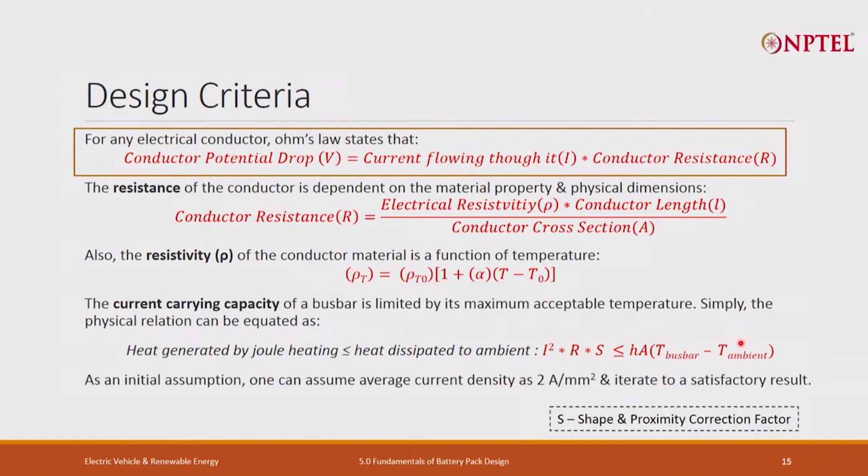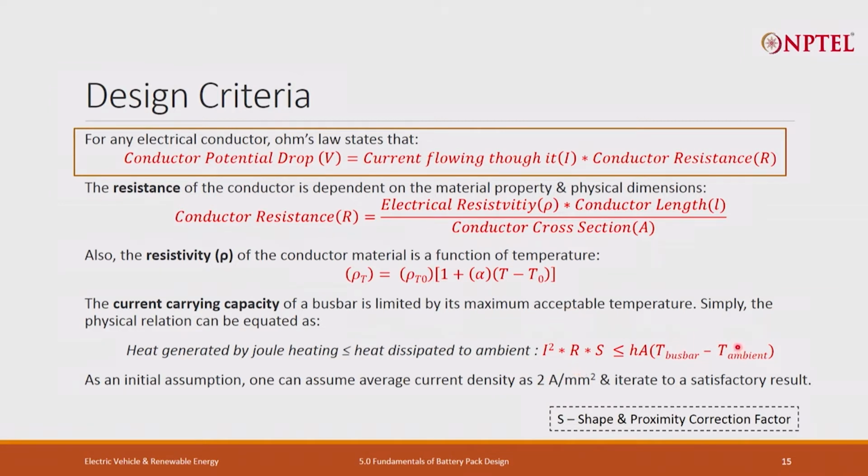Now, this has to be solved iteratively, because your resistance is a function of resistivity, and the resistivity is a function of temperature. So, temperature keeps on changing, resistivity keeps on changing, so it has to be solved iteratively. As an initial case, one can consider 2 ampere per mm square as a current density. Solve it iteratively, you will find the answer.